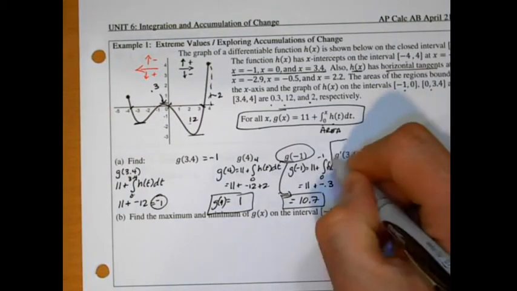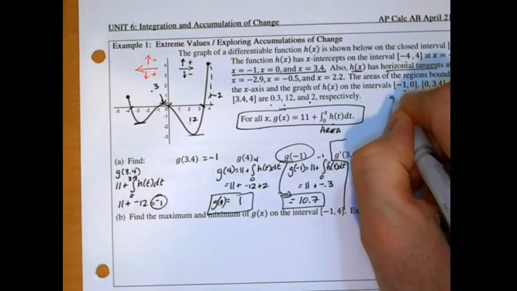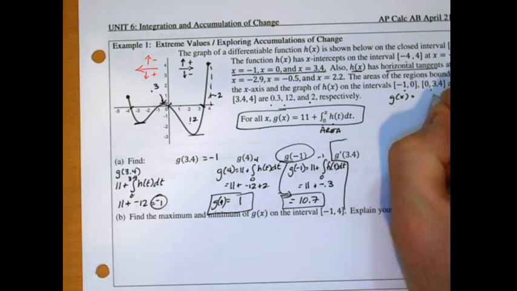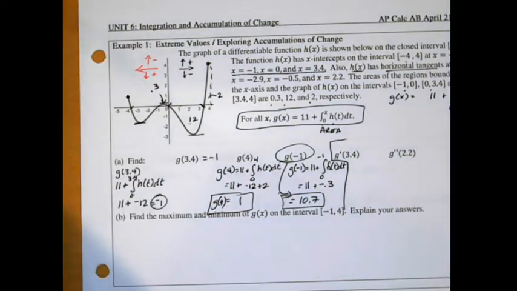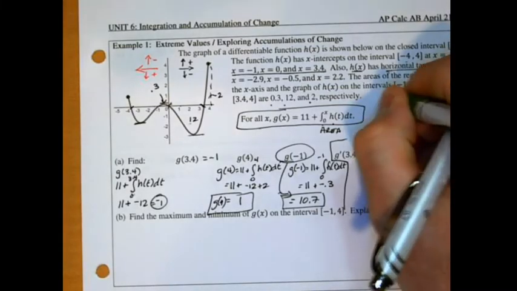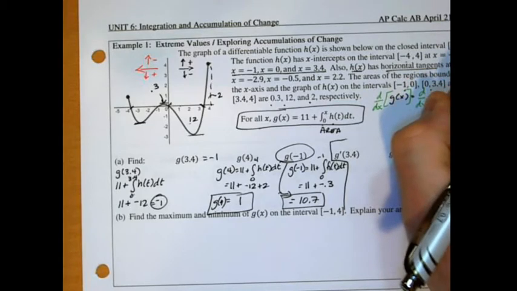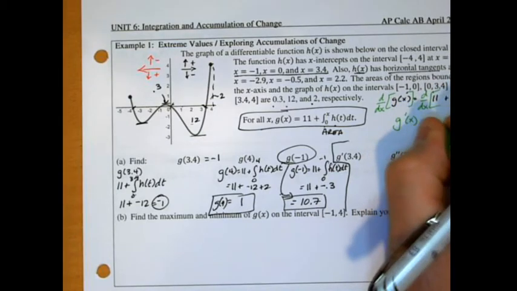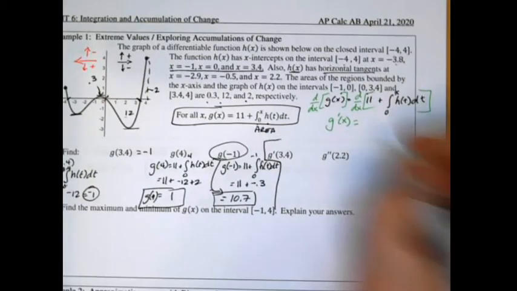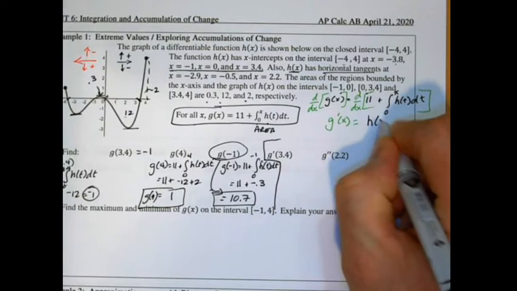All right, moving into this, we have now the derivative of g. So what we're going to do is take the derivative of both sides, in terms of x. So this will be g prime of x. The derivative of 11 is 0. The derivative of this is going to be h of x.